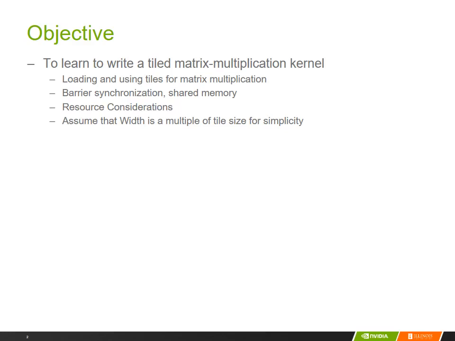After we finish the kernel, we're going to analyze the resource considerations and how the tile sizes and so on will affect the parallelism. For this lecture, we're going to make a simplifying assumption that the width is a multiple of the tile size. In the next lecture, we're going to relax this so that the matrix multiplication kernel will have full functionality in practice.